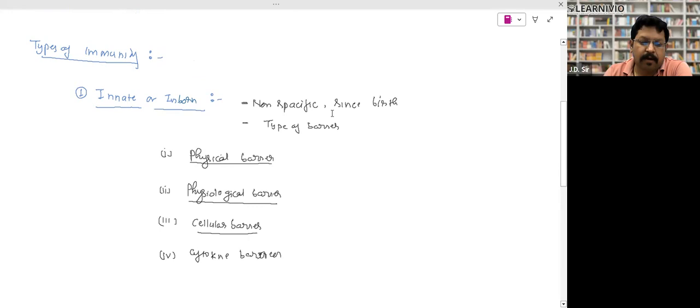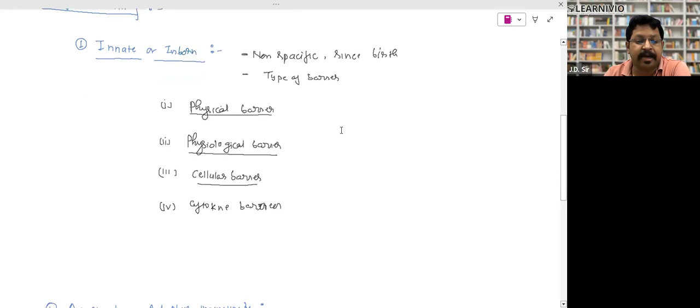It is found since birth, and there are four types of barrier in innate immunity: physical barrier, physiological barrier, cellular barrier, and cytokine barrier. In the physical barrier, please try to understand and focus. Skin is a physical barrier, it does not allow the entry of any kind of pathogen like bacteria, virus, fungi, and all that. Second, the physiological barrier. Suppose I have swallowed some infectious bacteria. Then my saliva has an enzyme called lysozyme that will kill them. If they escape from the saliva, they will be killed by the HCl in my stomach. You must have studied this in class 11 in the digestive system.